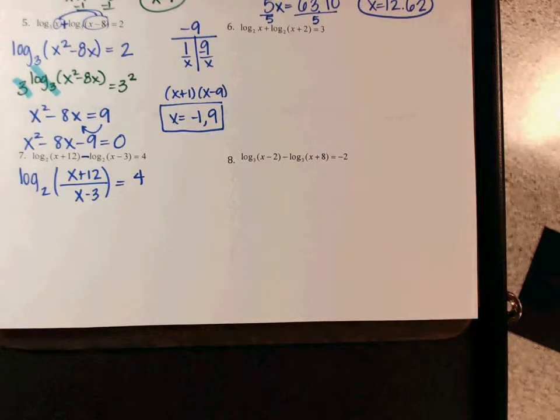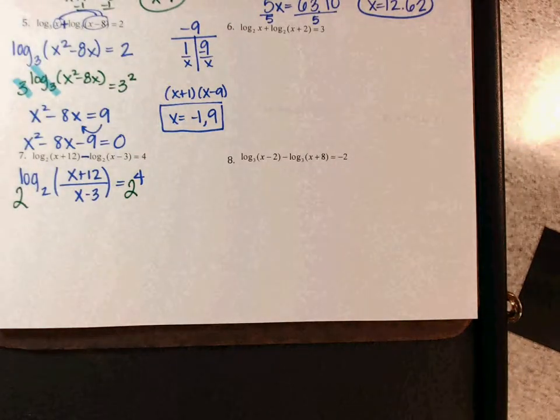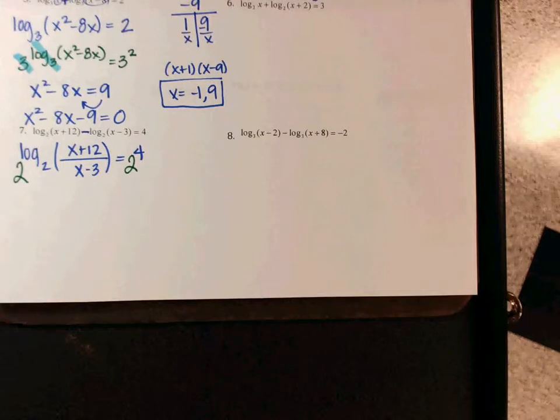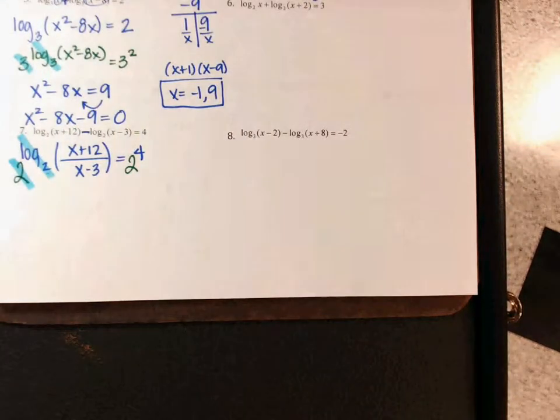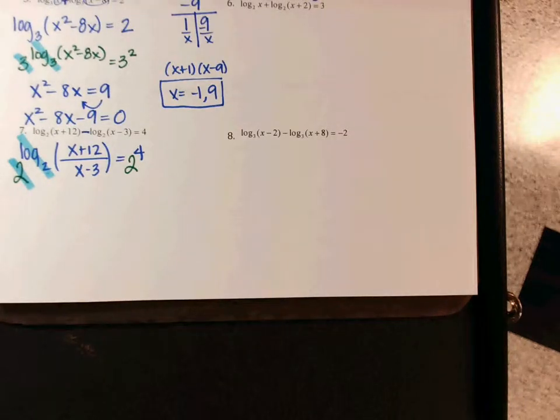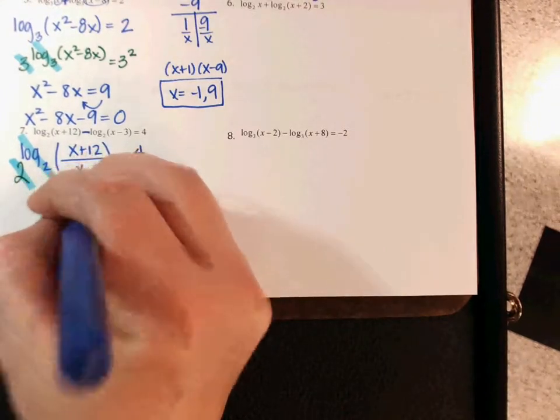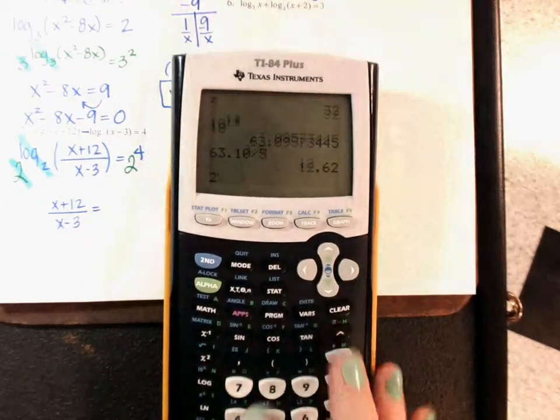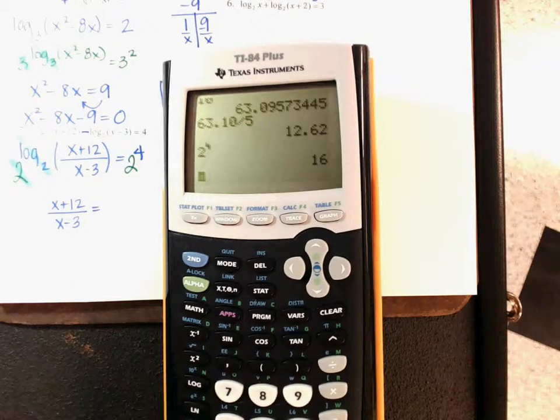Okay, then from here, how do I get rid of a log 2? I apply a base of 2 on both sides. So a 2 here, 2 here. And I just didn't want to rewrite the whole thing, so I just put the 2 there. Okay, my 2 and my log 2 cross out. Okay, so that gives me x plus 12 over x minus 3. And then 2 to the 4, if you still have your chart, you can use that, or you can just type it in. 2 to the 4 is the same as 16.